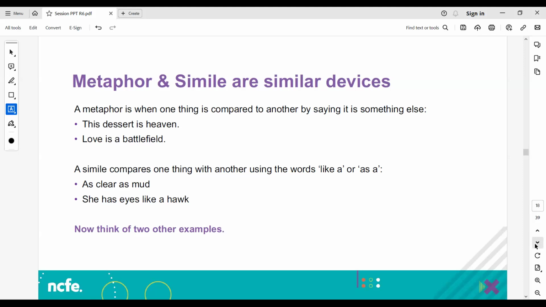So, love is a battlefield. Someone's not had a very good experience with love, and they're describing it as a battlefield. They're saying it actually is that, not that it's like that, but that it is that. Again, it's that emphasis that's created by using metaphors. Okay. Can anyone think of another metaphor?